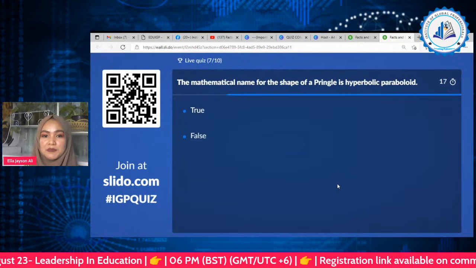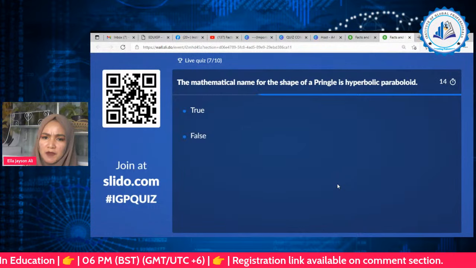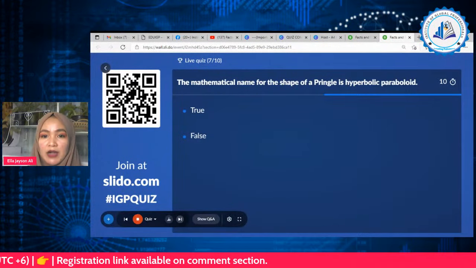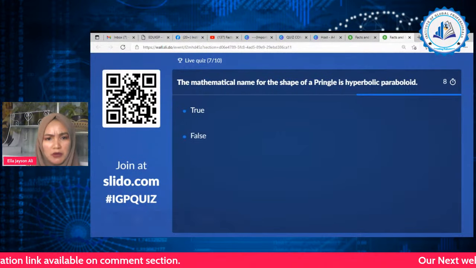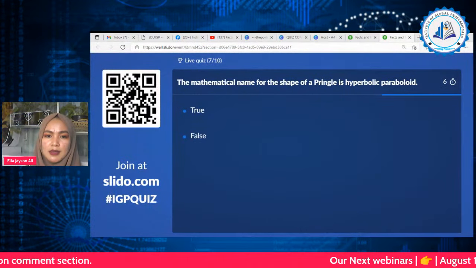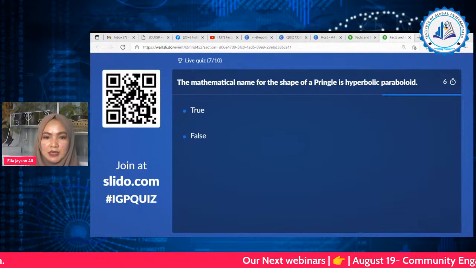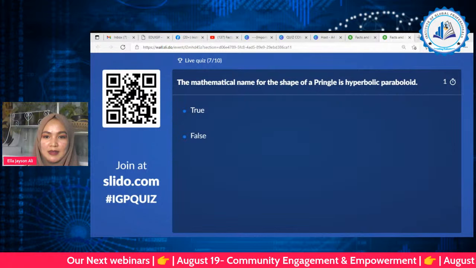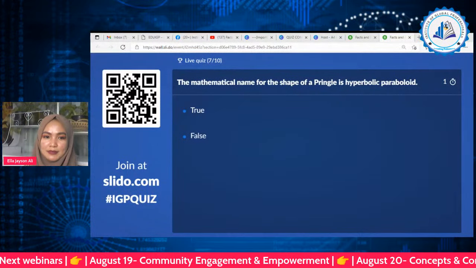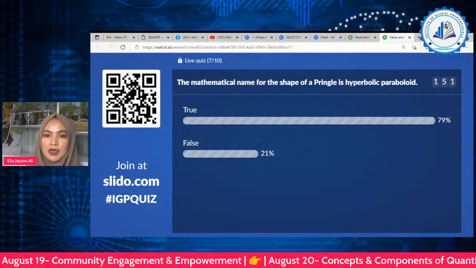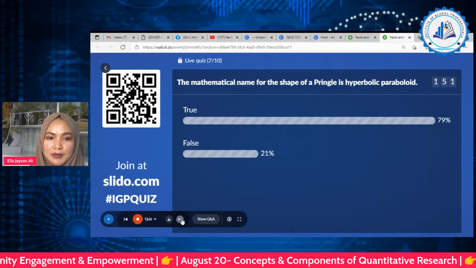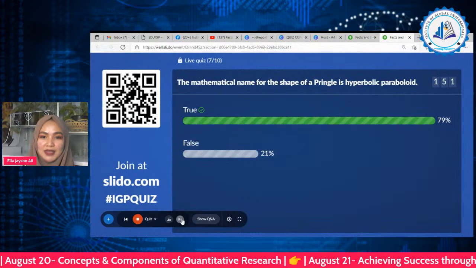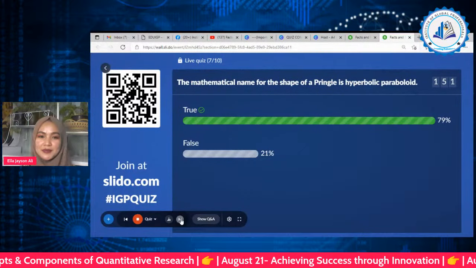The seventh question. The mathematical name for the shape of a triangle is hyperbolic paraboloid. Is it true or false? Let's see. Okay. The correct answer is true.